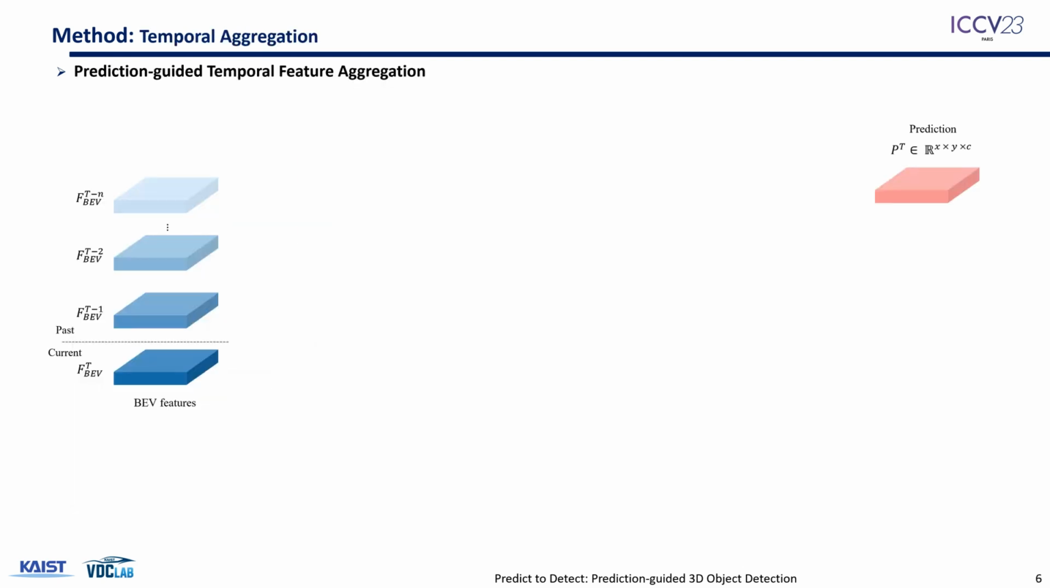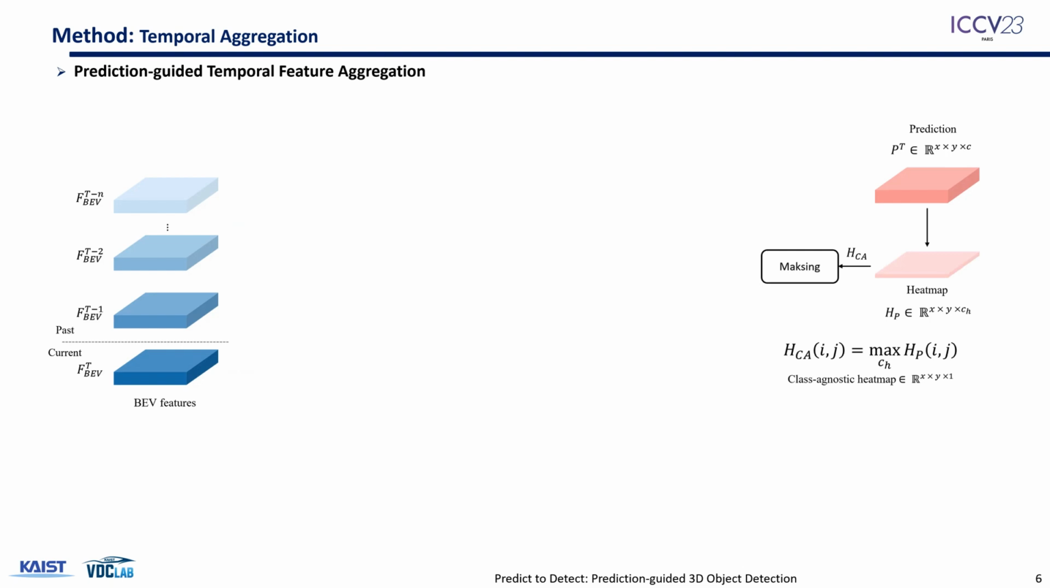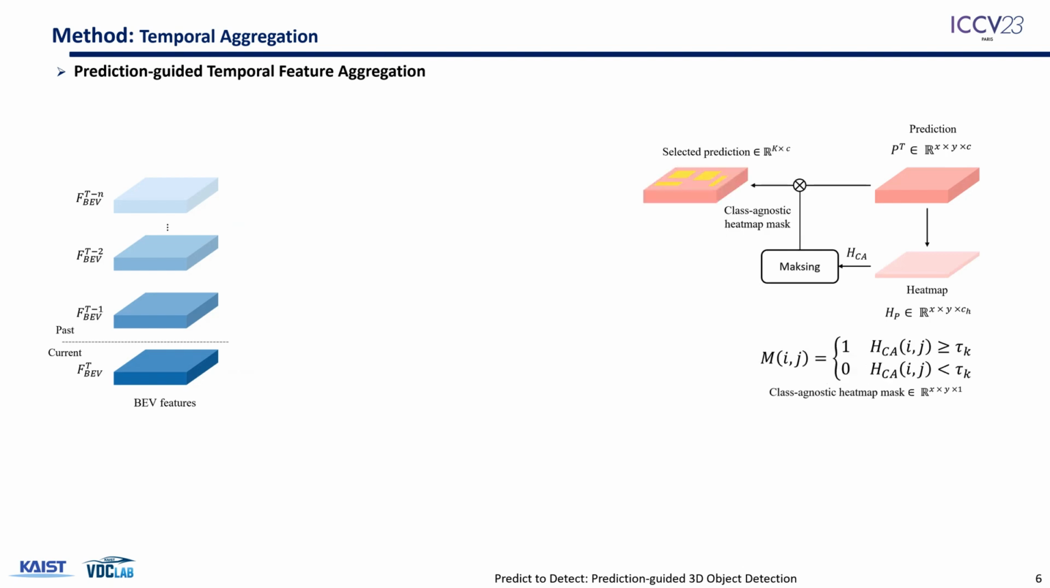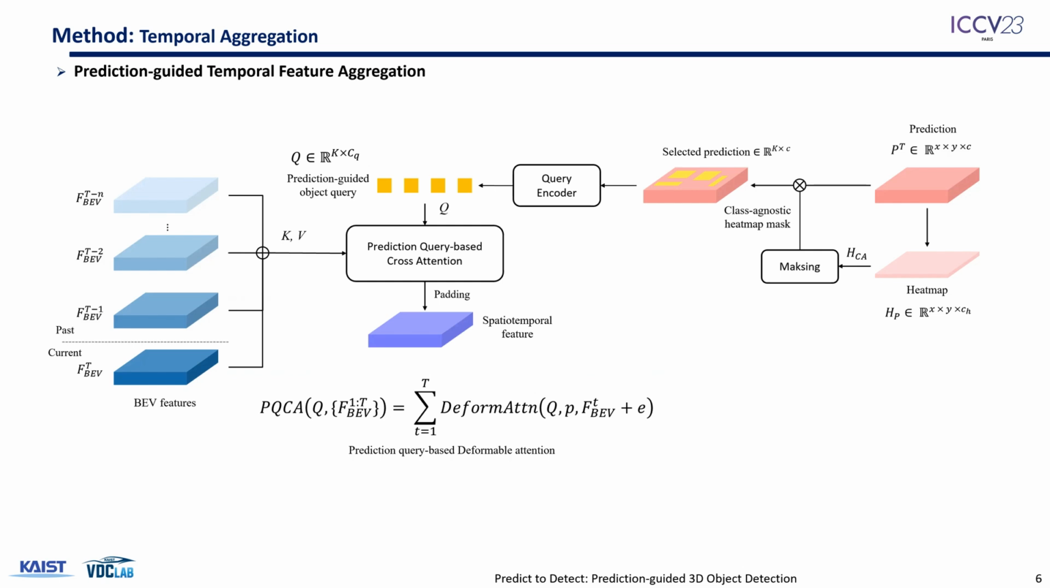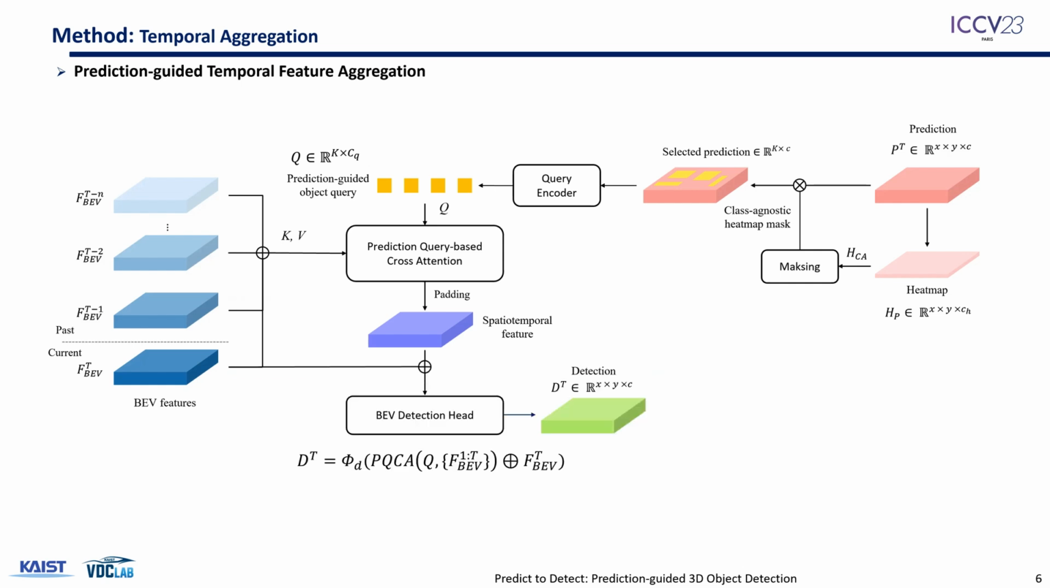To delve into the details, we begin by extracting class-agnostic heat map from prediction. We then use this heat map to mask prediction result, focusing on the foreground area. And these masked predictions are processed into prediction-guided object queries using a query encoder. We apply the cross attention on the temporal BEV features with the prediction-guided object queries. And finally, detection head decodes the spatiotemporal features into final detection results. And our loss function is the summation of detection and prediction loss.